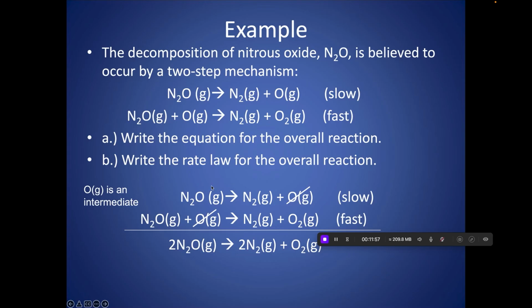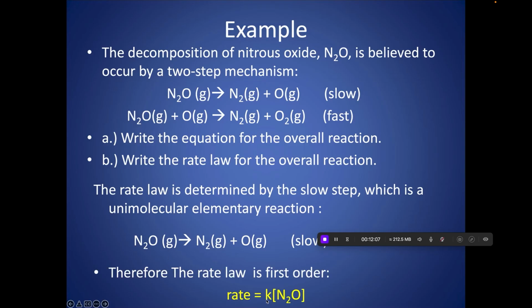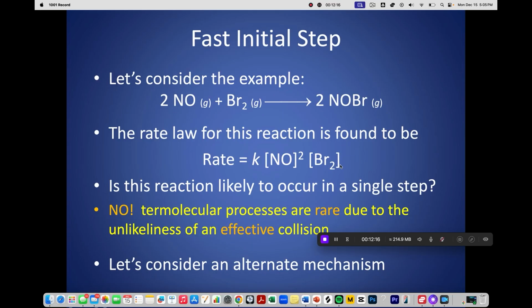Next is write the rate law. So even though they're asking for the overall, I'm looking at my slow step. That's what's going to limit the reaction. And all I'm going to do, here's my slow step, make it into the rate law by taking the coefficients of just the reactant. The product doesn't appear there. Rate equals k, N2O. Simple.